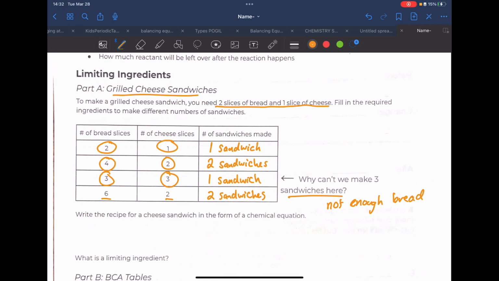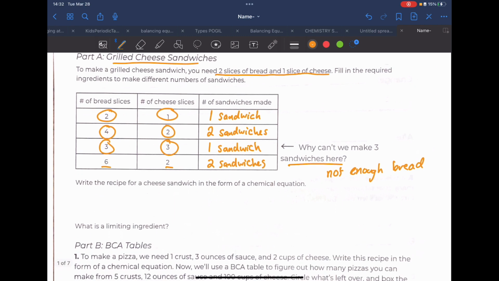Like I said, there are a lot of similarities between cooking with recipes and following chemical equations. So we can actually write this recipe in the form of a chemical equation, and here's how we do that. We're going to say 2B for 2 slices of bread plus 1 CH, that's a slice of cheese, and an arrow, which represents yields or makes, produces 1 sandwich. So 2B plus 1 CH yields 1 sandwich.